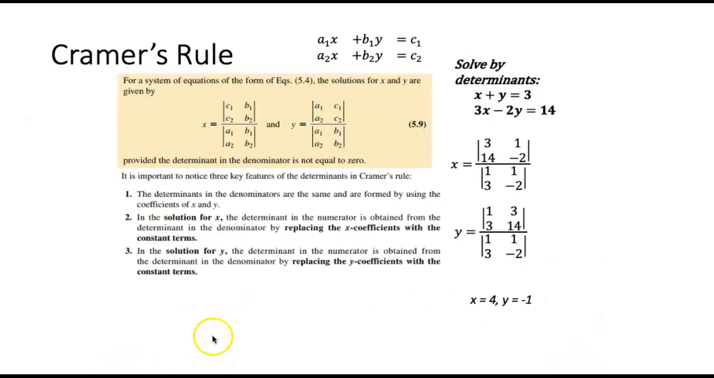So we're going to be using determinants to solve systems of two equations and two unknowns. Our example problem is this one over here on the far right. Solve this system by using determinants: x plus y equals 3, 3x minus 2y equals 14. Now, we've already talked about other ways to solve this system, but we're going to use this technique referred to as Cramer's rule.